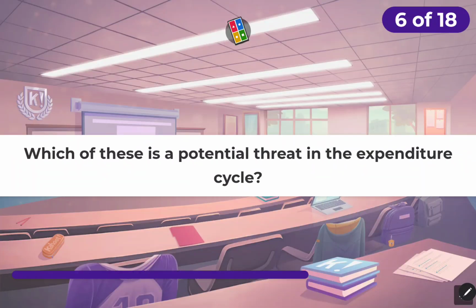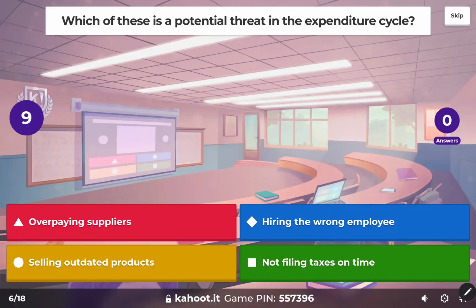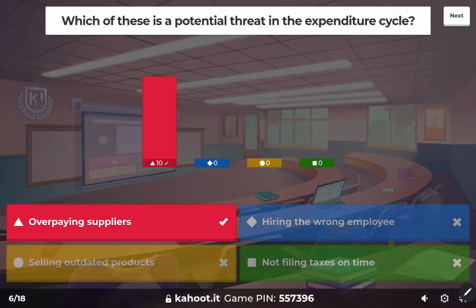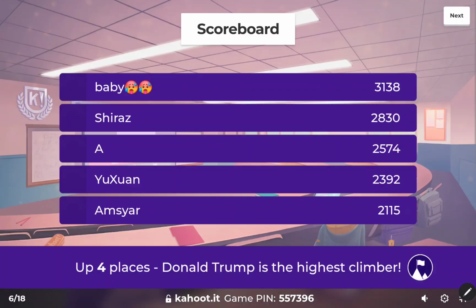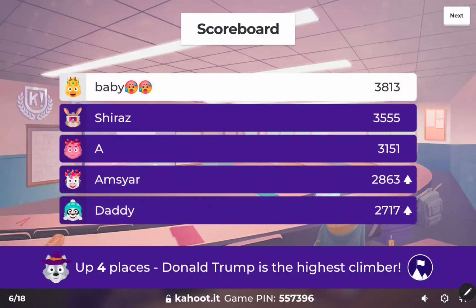Which of these is a potential threat in the expenditure cycle? Expenditure cycle, you know. Oh, that one correct. What happened to the other people? Let me see. Oh, who's the Donald Trump up to fourth place? Okay, right, next.